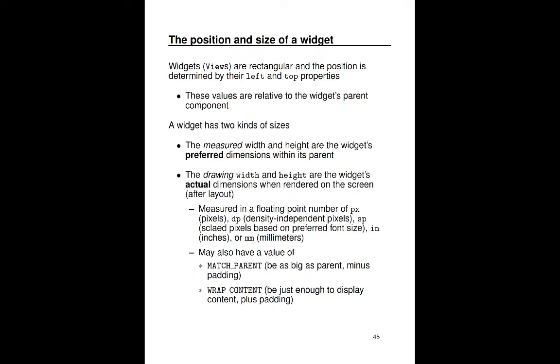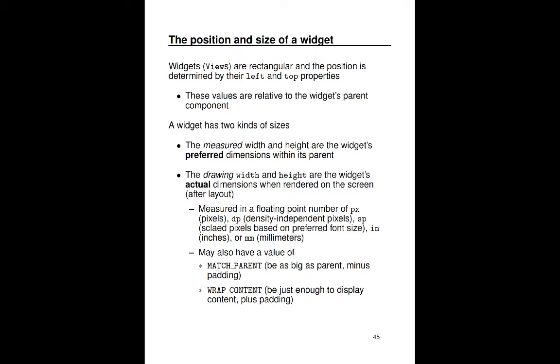When talking about the size of a widget, there are two different concepts. There's something called the measured width and height, which is the preferred dimensions of the widget within its parent. So this is how much space it would like to take up. So for instance, if you've got a text view and you want to display some text in it, depending on that text and other properties such as the font size, the text widget will have an idea of here's how large I want to be.